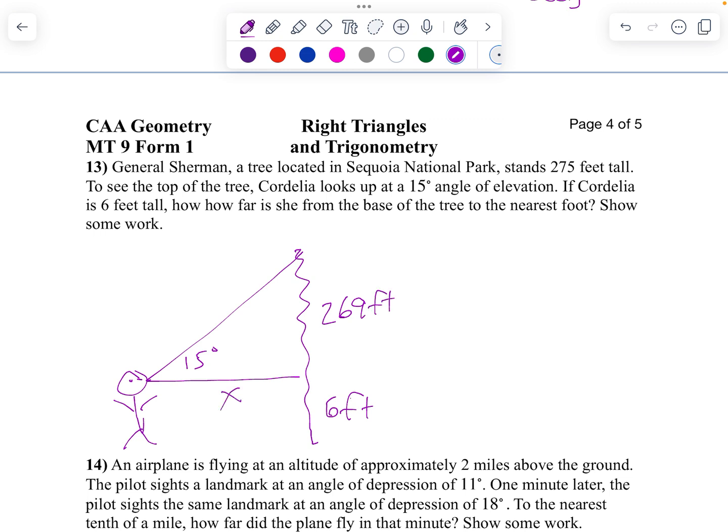And then I want to find the horizontal distance she is from the tree. Opposite, adjacent, we're going to say tangent. So tangent of 15 degrees equals 269 over x. Well, I want to solve for x, so I multiply both sides by x and divide by the tangent of 15. So it'll be 269 divided by the tangent of 15. This will give me x, which is a horizontal distance, and we're going to round it to the nearest foot.